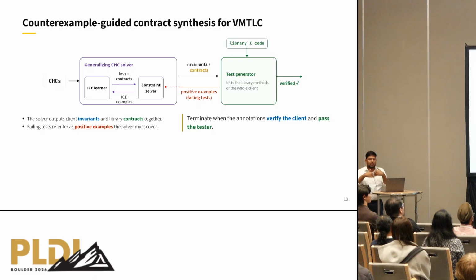The test generator then looks at the contracts. If it's happy with them, yay, you're golden. If it's not happy with them, it'll come back to the solver and say, no, these contracts are not right. Here's an example. And the solver takes those failing examples into account and tries to come up with another set of appropriate loop invariants and contracts that can still verify the client. And this loop keeps happening until both entities are satisfied.